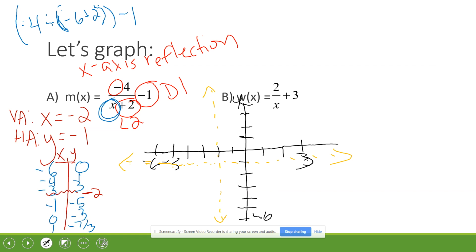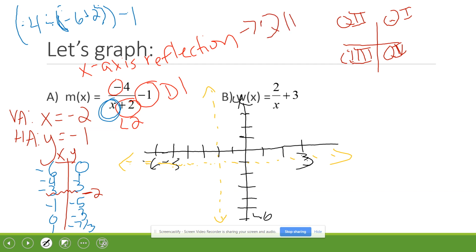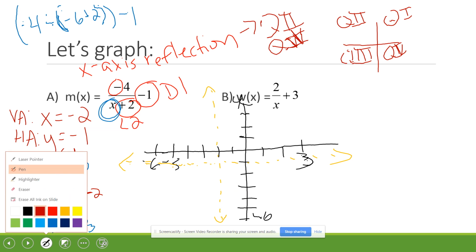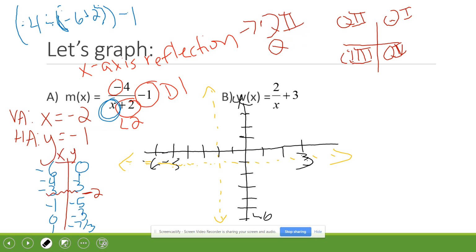Now, our parent function's two curves are in quadrants 1 and 3. So just a little refresher of your quadrants. They go counterclockwise. So quadrant 1, 2, 3, and 4. If you have an x-axis reflection, then we switch from quadrants 1 and 3, and your graph should now be in quadrants 2 and 4. If I can make that work. Well, that was not a very good one. There we go.